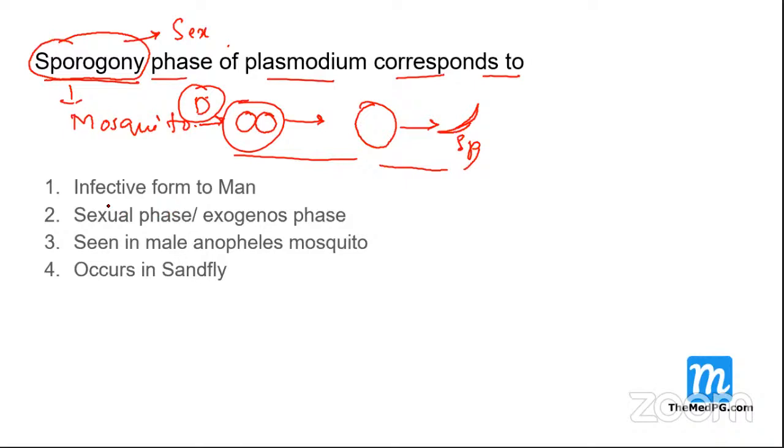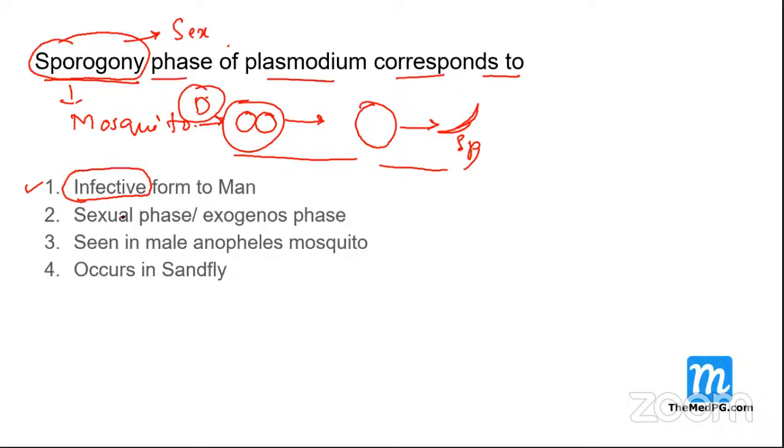Now look at the option over here. Sporogony phase of Plasmodium corresponds to infective form to man. Do we all agree with this? Both are answered correct. Both the answers are right, because the sporozoites, the end product of this sporogony, are infective to man.